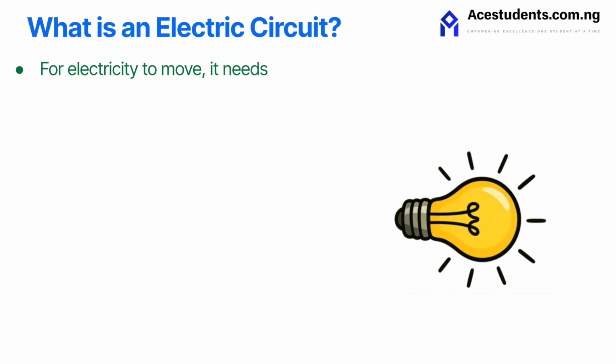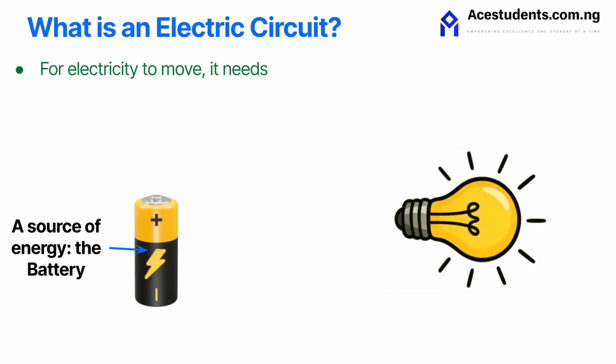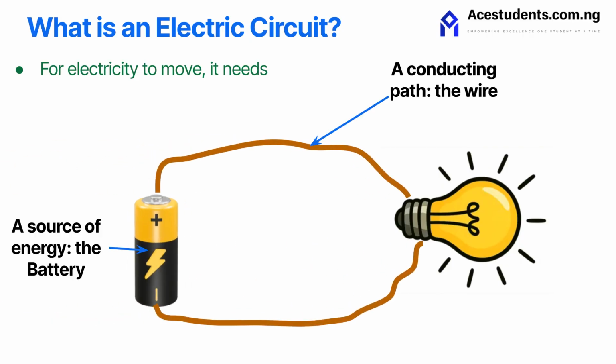For electricity to move, a circuit needs a source of energy, like a battery, and a conducting path, which is the wire. The battery provides the electrical energy to push, like an electron pump. The wires serve as conductive highways for the electrons.